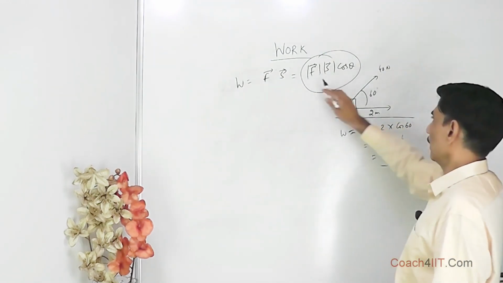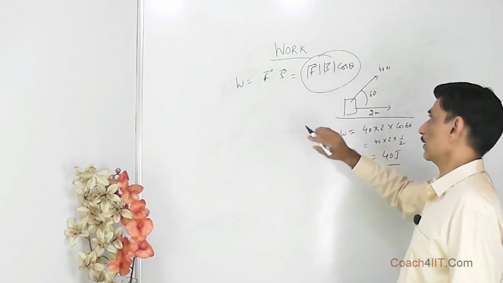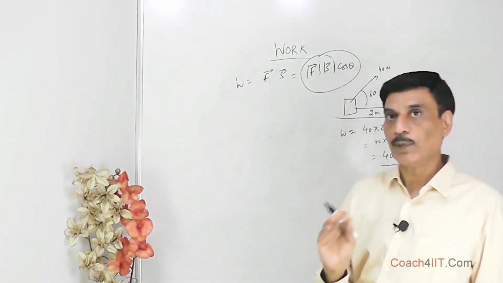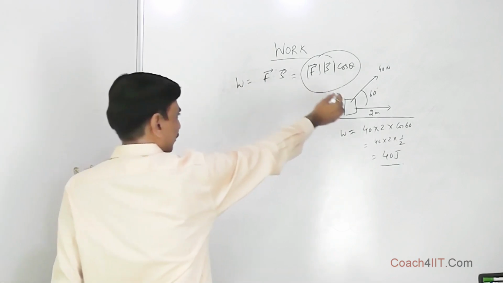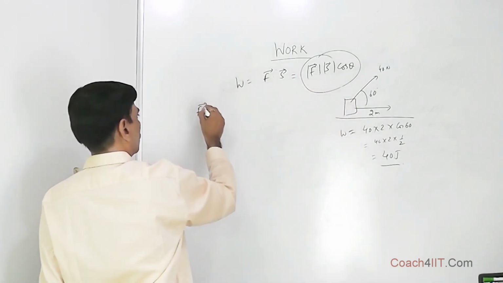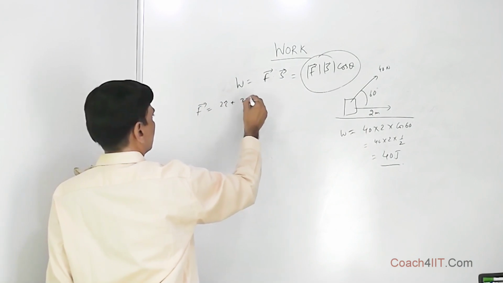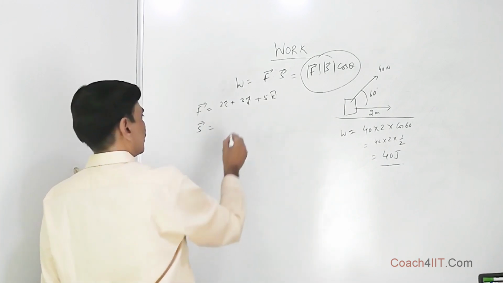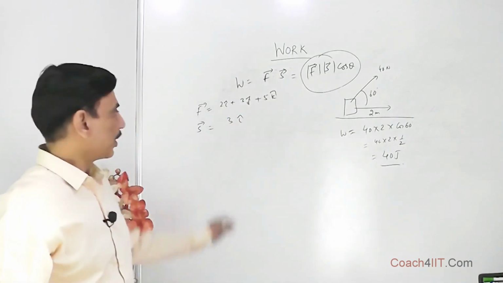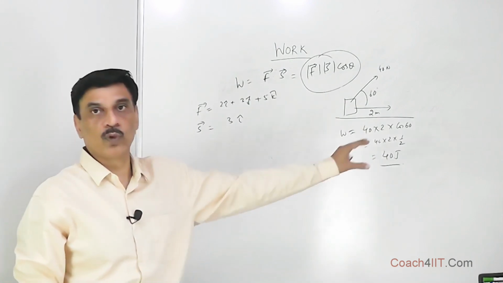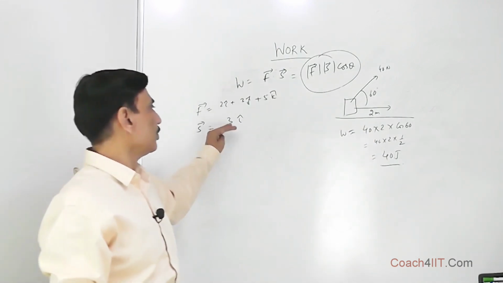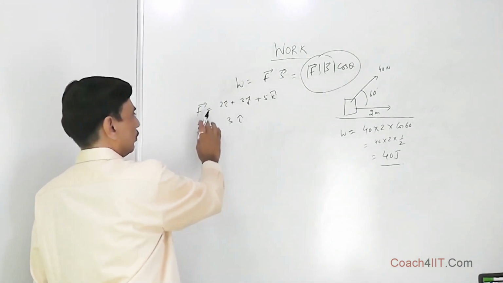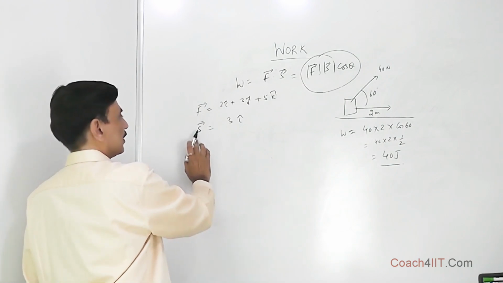So when we are given directly the magnitude of the force vector, the magnitude of the displacement vector, and the angle between the two, we can directly use this and get the answer. Suppose now, instead of a diagram like this, the force vector is given as 2i plus 3j plus 5k, and the displacement vector is given as 3i. Here the body is constrained to move only along the x-axis, 3 units in the positive x direction. So force and displacement are both given in vector notation.